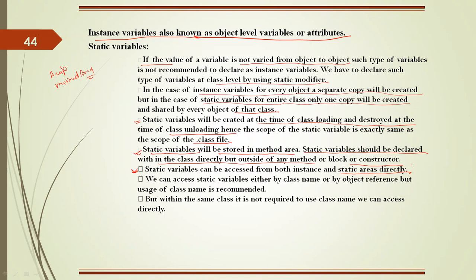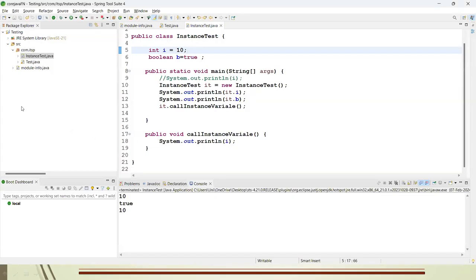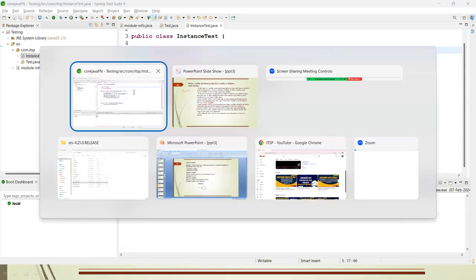But if you declare a static variable, you can access it inside the instance area and inside the static area. Both areas you can access. The instance area is nothing but the area without the static keyword, like a method. Here is the method. This is the instance area. If you declare a static int variable, you can easily access it here by using the instance also. Perfect. And now come down.